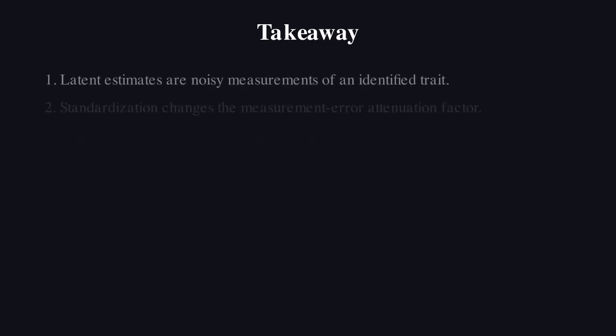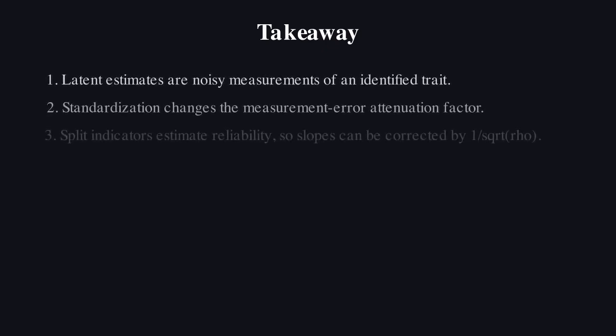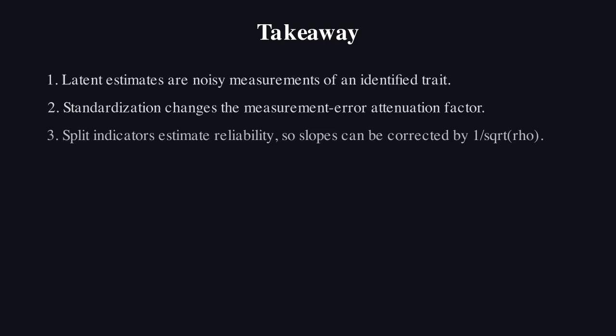The takeaway is that latent predictors combine two issues: measurement error and scale identification. Because the estimated latent score is standardized, standard errors in variables intuition does not carry over directly. But split indicators give a modular way to estimate reliability and correct attenuation. Compute rho as the correlation between the two split-based scores, then divide the unadjusted latent predictor slope by the square root of rho. Latent predictors are not just noisy variables.